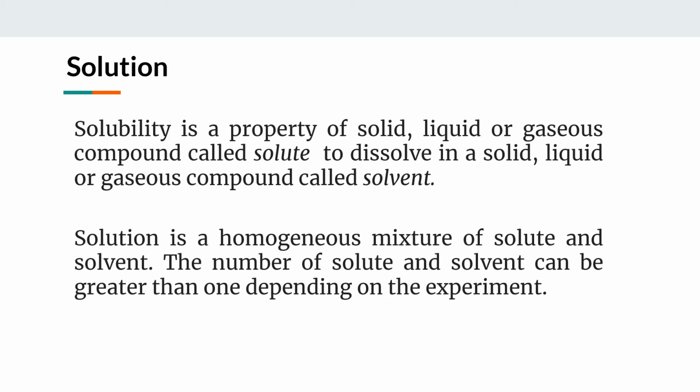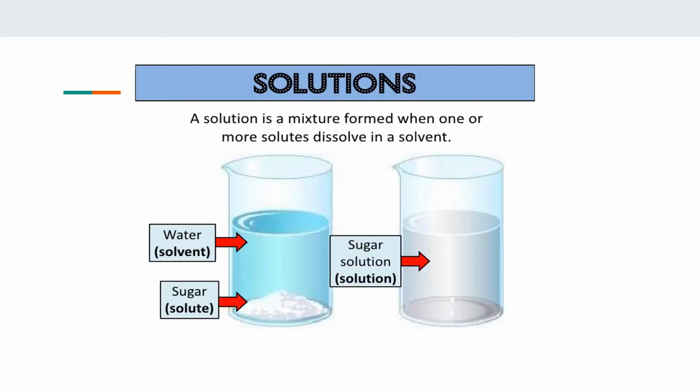So what is solubility? Solubility is a property of a solid, liquid, or gaseous compound called solute to dissolve in a solid, liquid, or gaseous compound called solvent. A solution is a homogeneous mixture of solute and solvent. The number of solutes and solvents can be greater than 1 depending on the experiment.